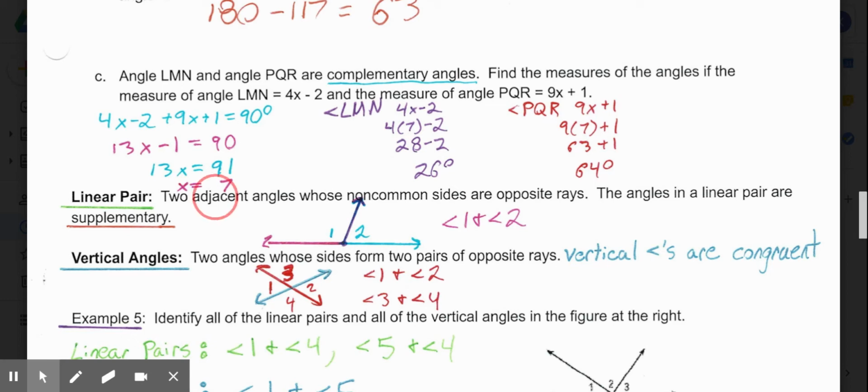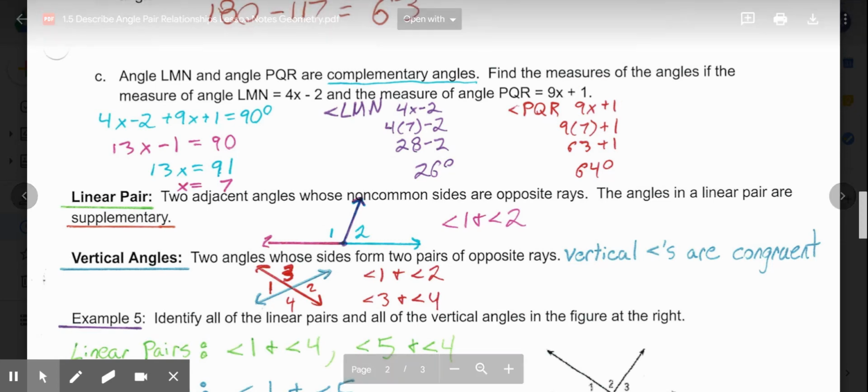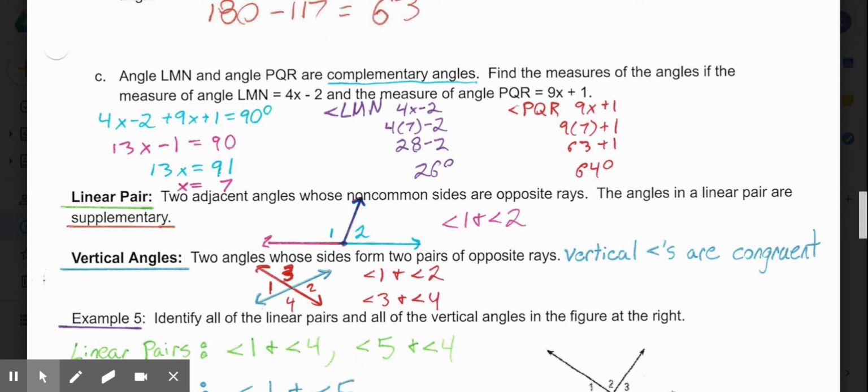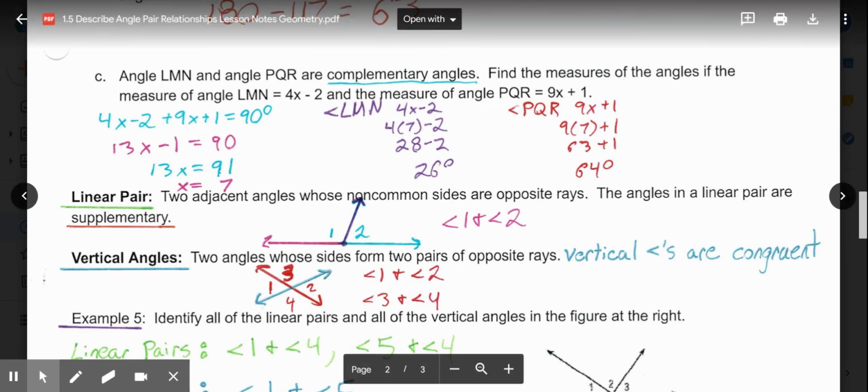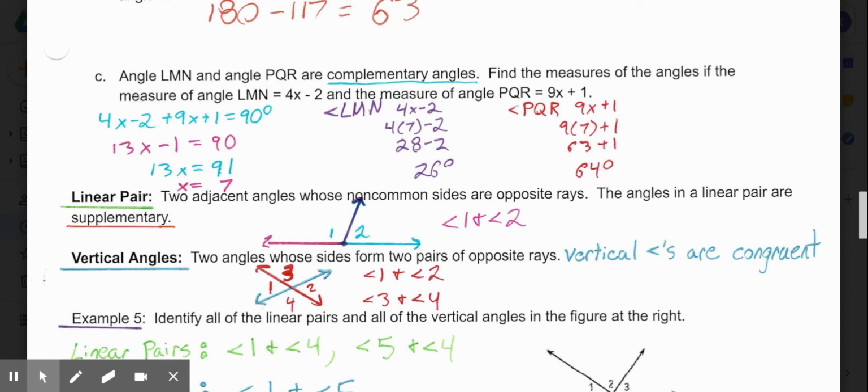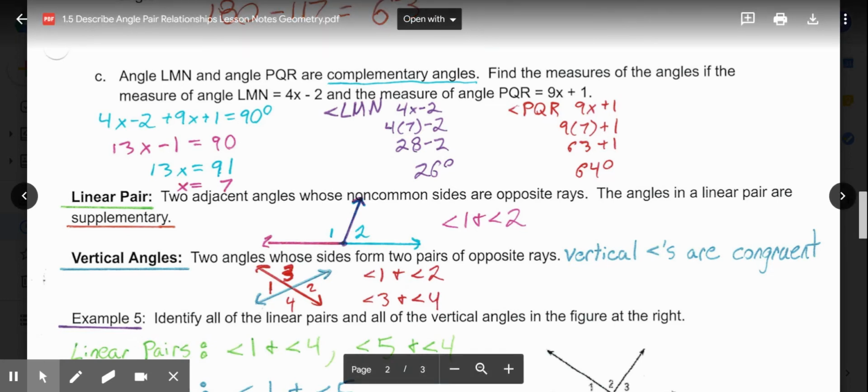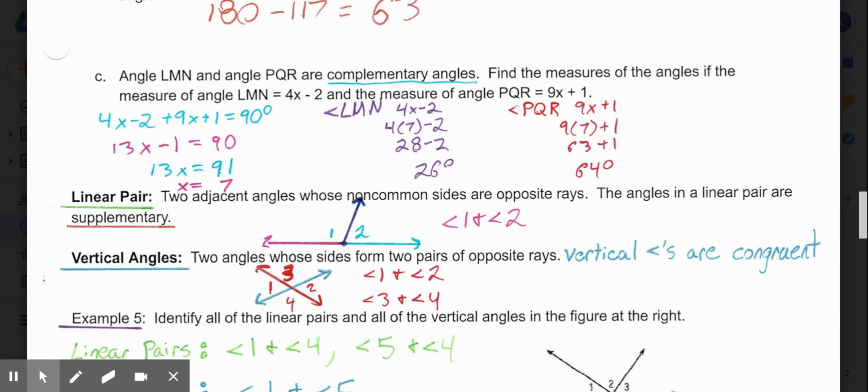So then we can substitute that 7 into both expressions to solve for our different angles. Angle LMN was 4x minus 2, substitute in 7, and we get 26 degrees. In PQR, we're also substituting 7 in for x, so 9x plus 1, 9 times 7 plus 1, 64 degrees. 64 plus 26 is 90 degrees, so we know that's correct. So we have our two complementary angles.